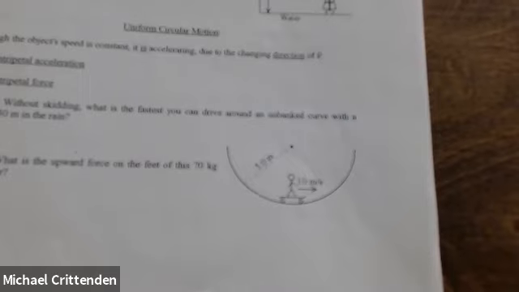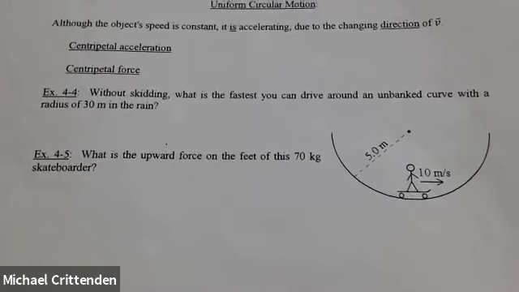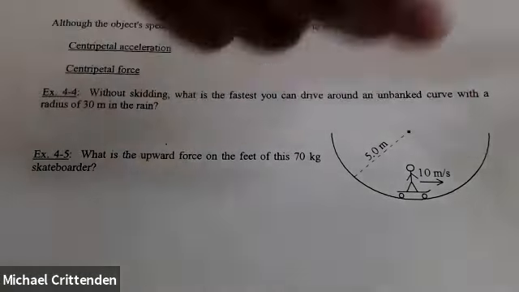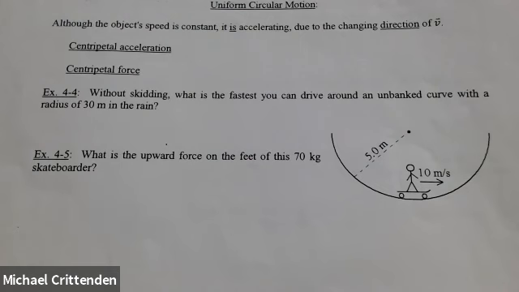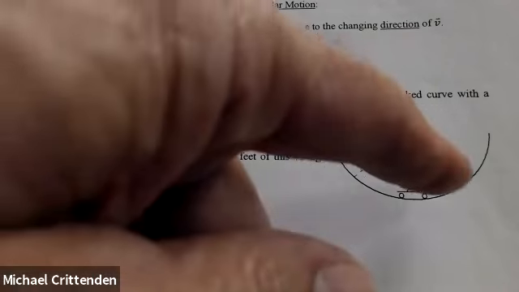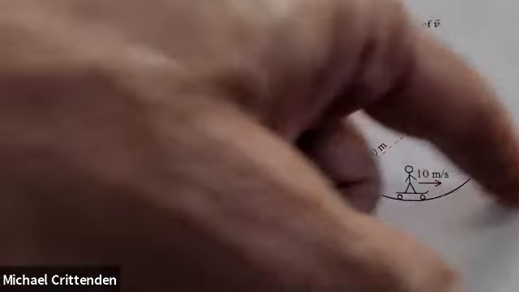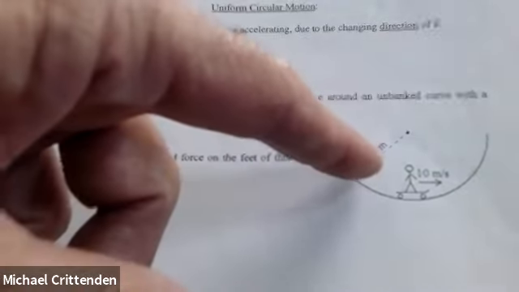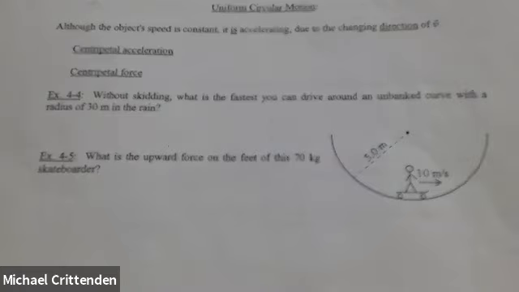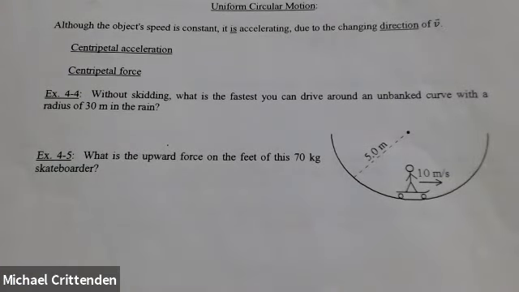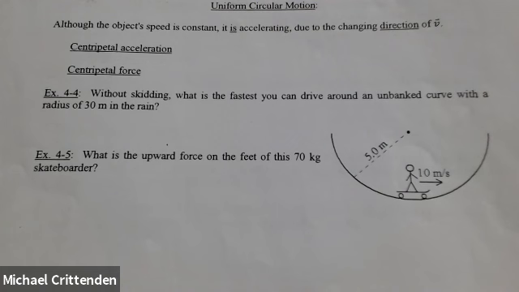What's next? Skateboarder. So somebody is just going across the bottom in like a half pipe here. At this particular moment, they're moving at 10 meters per second. The circular path being followed has 5 meters for the radius. This person has a mass of 70 kilograms. The question is, what is the upward force? The normal force, the upward force on this person's feet.